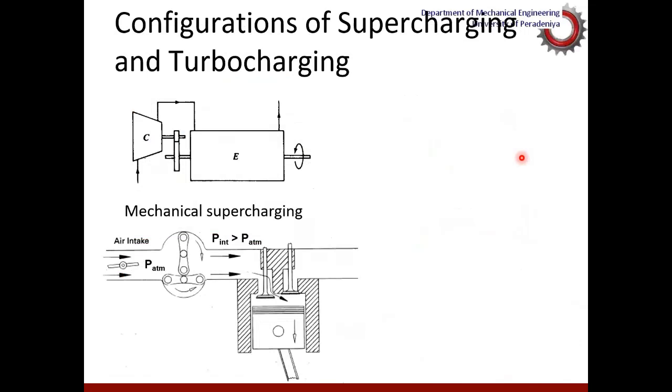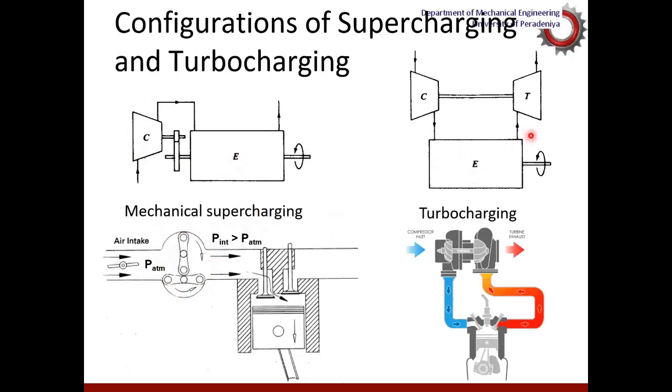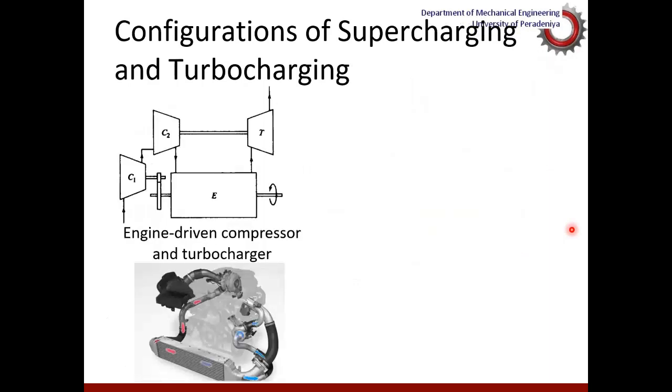Now, these turbochargers and superchargers are used in engines in several different configurations. For example, the simplest one, the mechanical supercharging configuration, where the compressor is driven by the crankshaft. So this is more or less a mechanical blower. And in the turbocharger that we looked at, the compressor is driven by the exhaust gas of the engine. So that is basically normal turbocharging that we looked at.